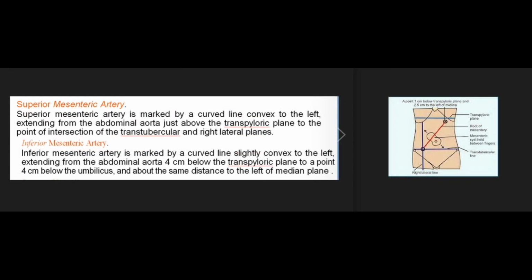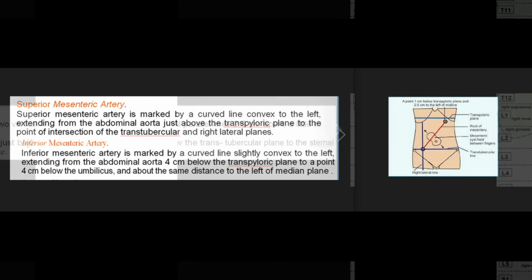Superior mesenteric artery. The superior mesenteric artery is marked by a curved line convex to the left, extending from the abdominal aorta just above the transpyloric plane to the point of intersection of the transtubercular and right lateral planes. Inferior mesenteric artery. The inferior mesenteric artery is marked by a curved line slightly convex to the left, extending from the abdominal aorta 4 cm below the transpyloric plane to a point 4 cm below the umbilicus, and about the same distance to the left of the median plane.